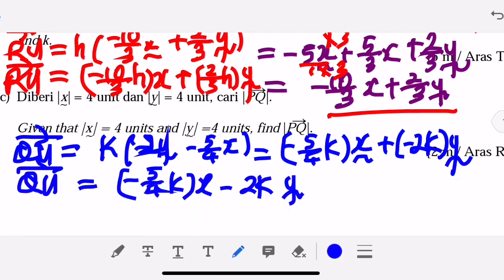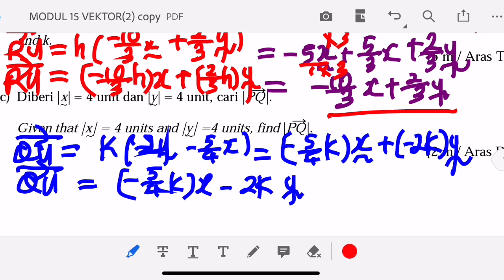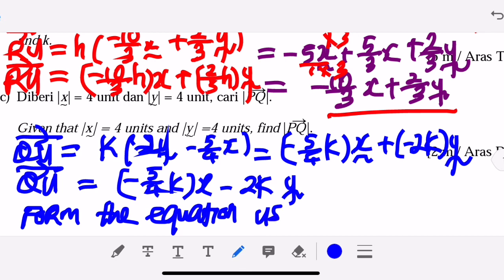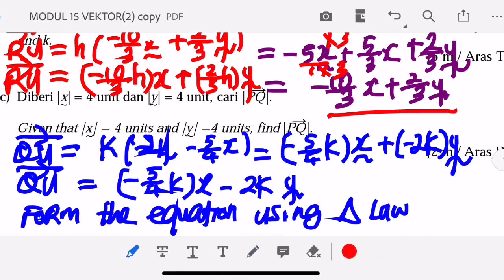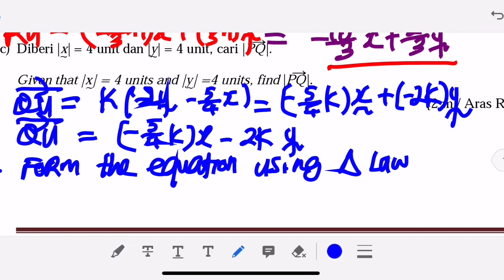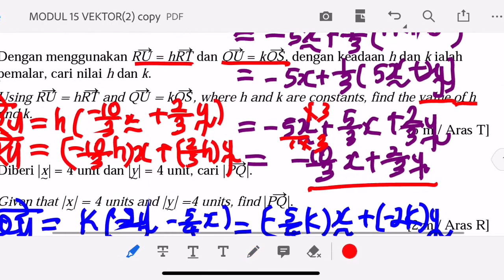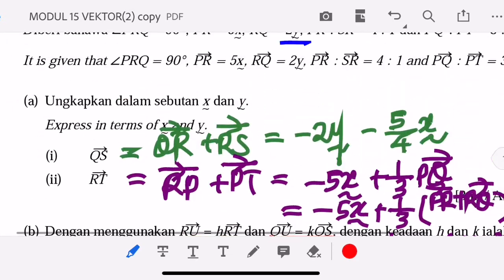If you use the triangle law, then you have to form the equation using the triangle law, and only then can you solve. So now we have the vector QU already. We want to connect the RU and QU to form an equation, then we can solve. In order to connect them, we actually have to use the triangle law. Understand? Because the triangle law is an equation, with the equation we can solve. Or else you actually find the equal vector. That means if you have vector QU, from the RU you can find the vector QU, right?